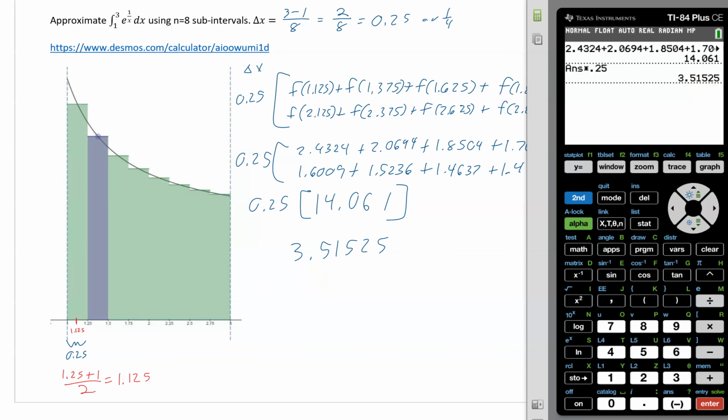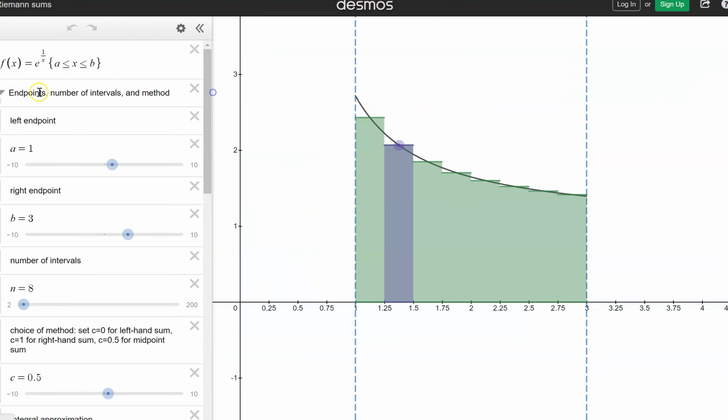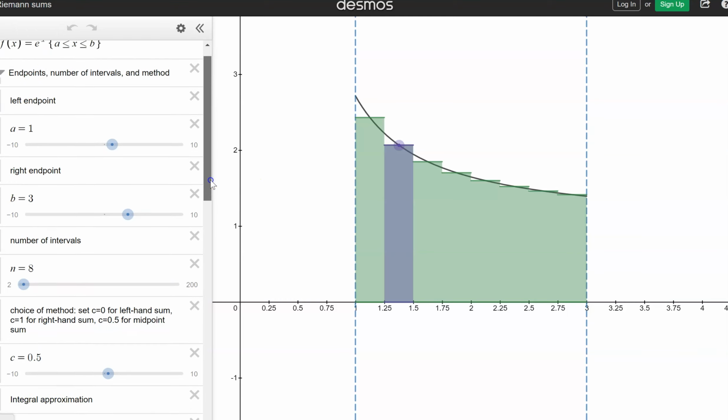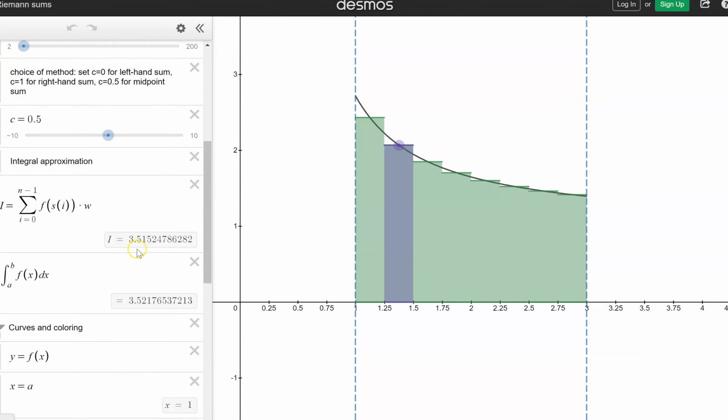So all you have to do is hit the times button, and it'll give you the actual answer. Now, if we check our Desmos graph, I've plugged everything in, and we get 3.515. And so you can see this one is actually an underestimate as well. So we would have a positive error in the actual answer.